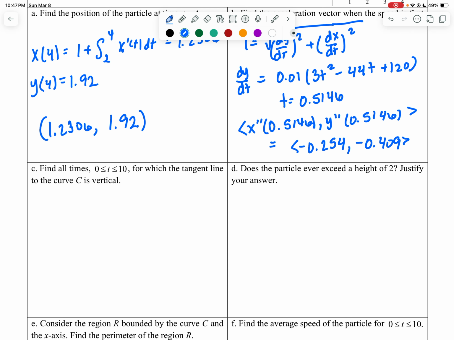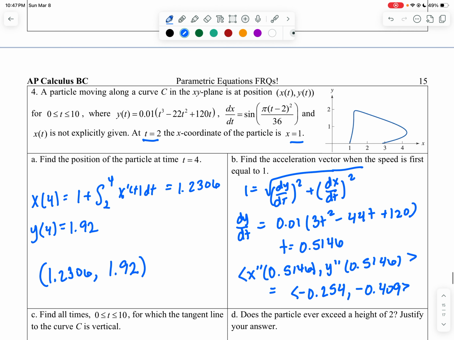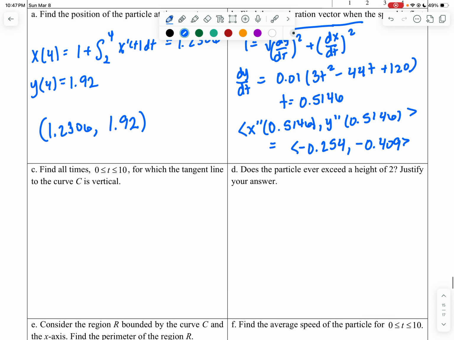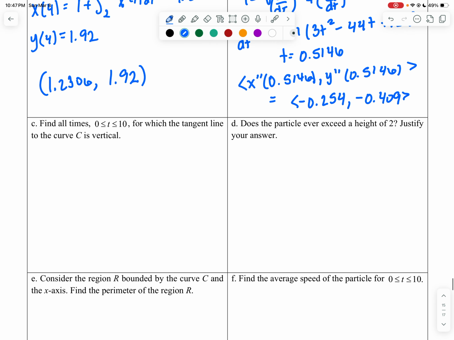Part C is asking us to find all times from 0 to 10 for which the tangent line to the curve C is vertical. So what we're doing here is setting x prime of t, aka dx/dt, equal to 0. So we have sine of pi t minus 2 squared over 36 is equal to 0.